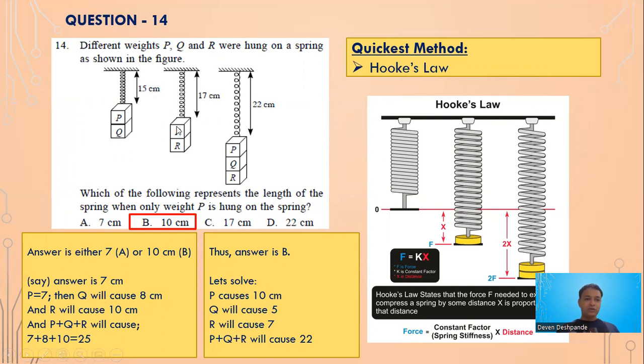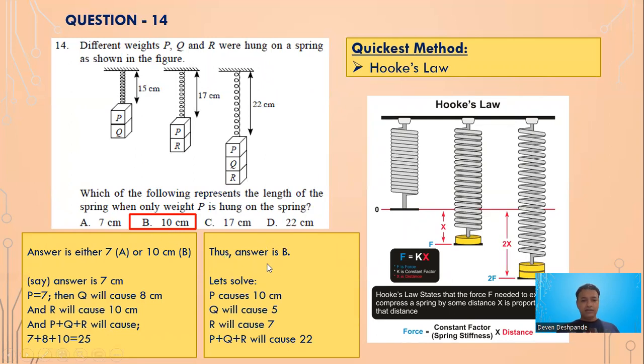If P is causing 7 here, how much extension is R going to cause? 17 minus 7, which is 10 centimeter. So if Q causes 8 centimeter and R causes 10 centimeter, the total caused by P, Q and R will be 7 plus 8 plus 10, which is 25. It is not 22, so option A is not the correct option. So the correct option is B, isn't it? B is the correct option.